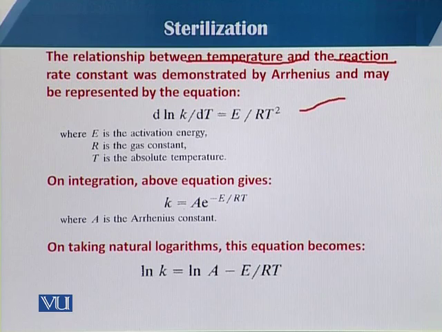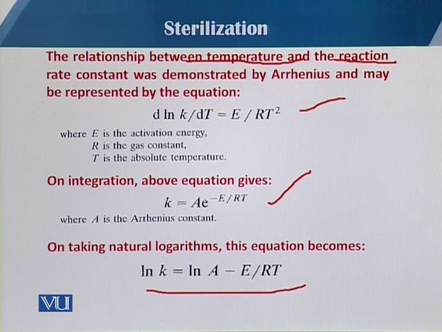When we integrate this equation, we have K equal to A e to the power minus E over RT, where A is the Arrhenius constant. When we take the natural logarithm of this equation, we have ln K equal to ln A minus E over RT.